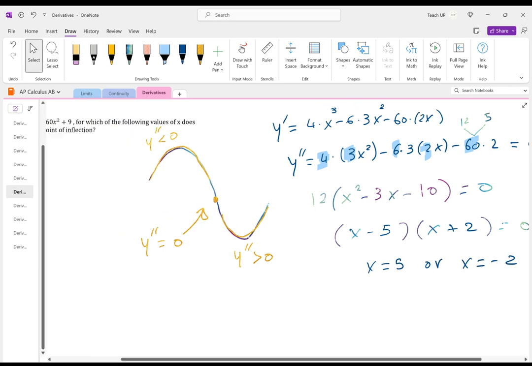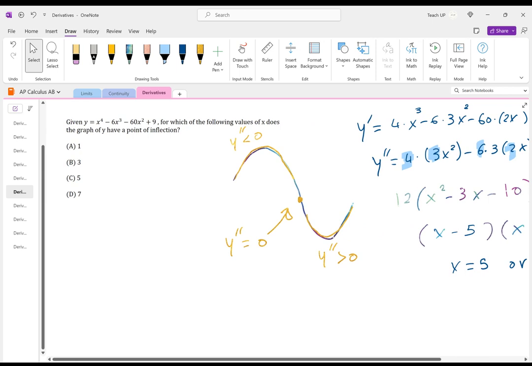So there are 2 points of inflection, but the only one that's given in my choices would be C, 5. So that would be our final answer.